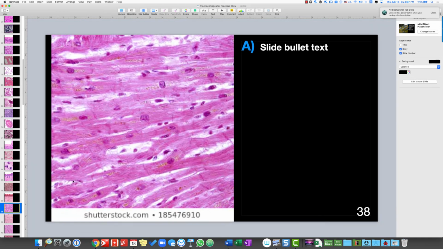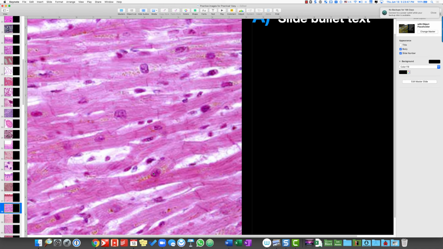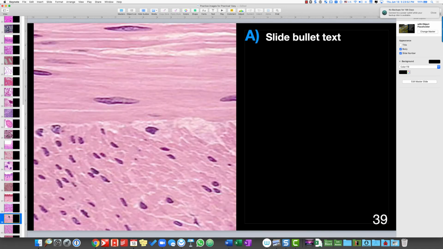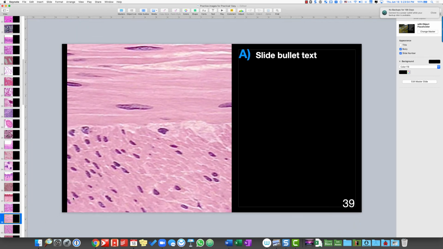So this is cardiac muscle. You see the intercalated discs, uninucleated cells with the branched pattern. You can't really make out the striation here. Oh, okay. So this one is actually spindle-shaped cells. These are smooth muscle cells. This is smooth muscle. This is smooth muscle.